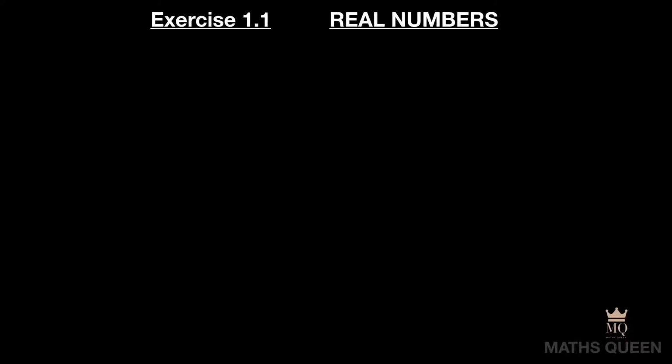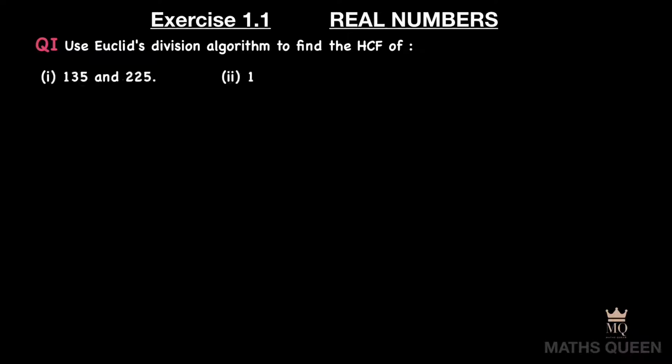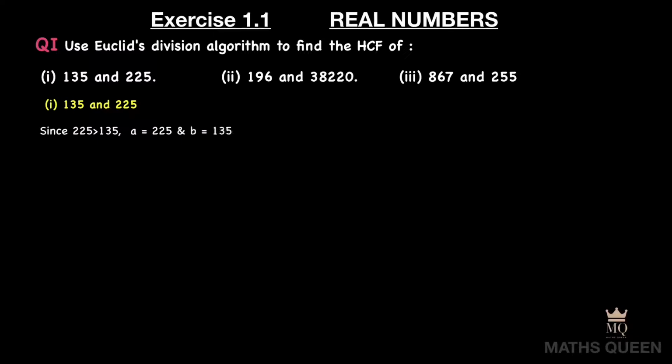Now let's look at the first type of questions, that is to find the HCF. Exercise 1.1, question number 1. Use Euclid's division algorithm to find the HCF of 135 and 225. I have already solved this in my previous video. Let's solve it again. We take the larger number, that is 225 as a, and the smaller number 135 as b. Now applying Euclid's division lemma, a is equal to bq plus r. So we divide 225 by 135 and write it in the form a is equal to bq plus r.